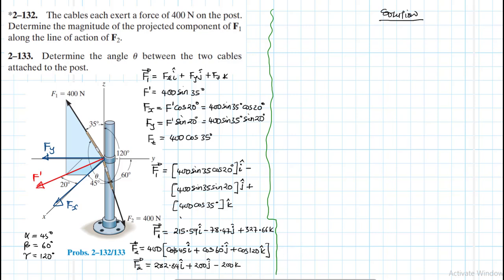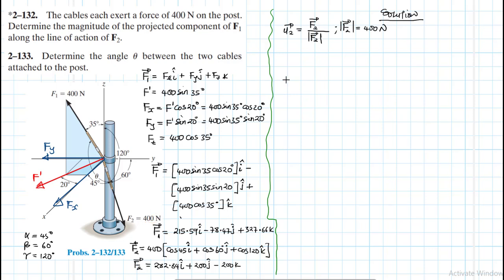So we found both F1 and F2. We'll go further now to find the unit vector along the direction of F2. So unit vector 2 is going to be equal to force vector 2 divided by its magnitude. We know that force vector 2, its magnitude is already given and is equal to 400 newtons. This is the magnitude of F2.